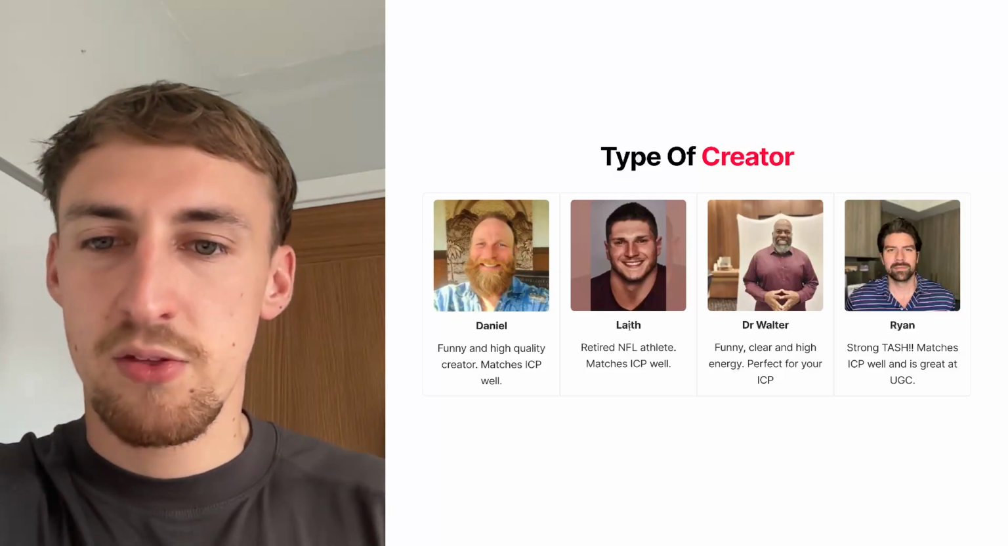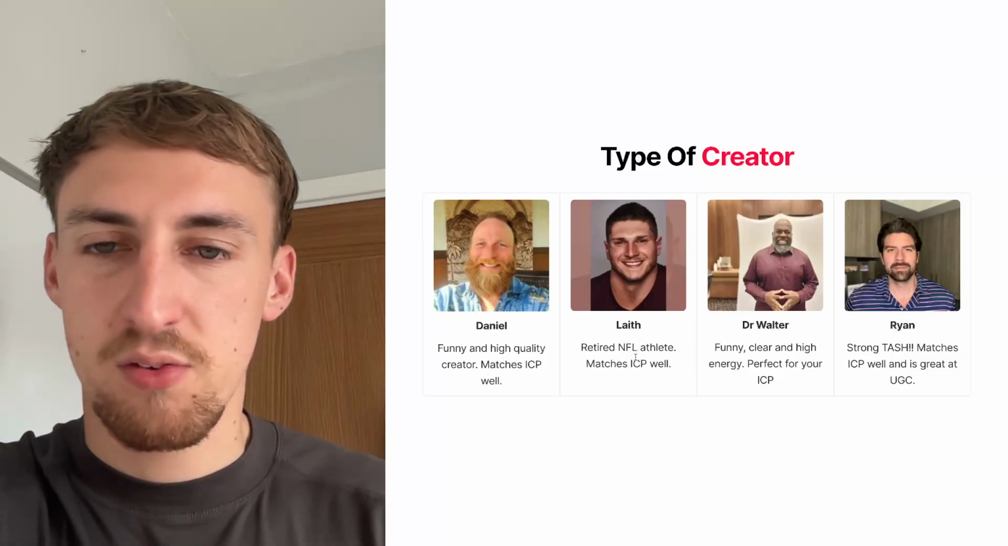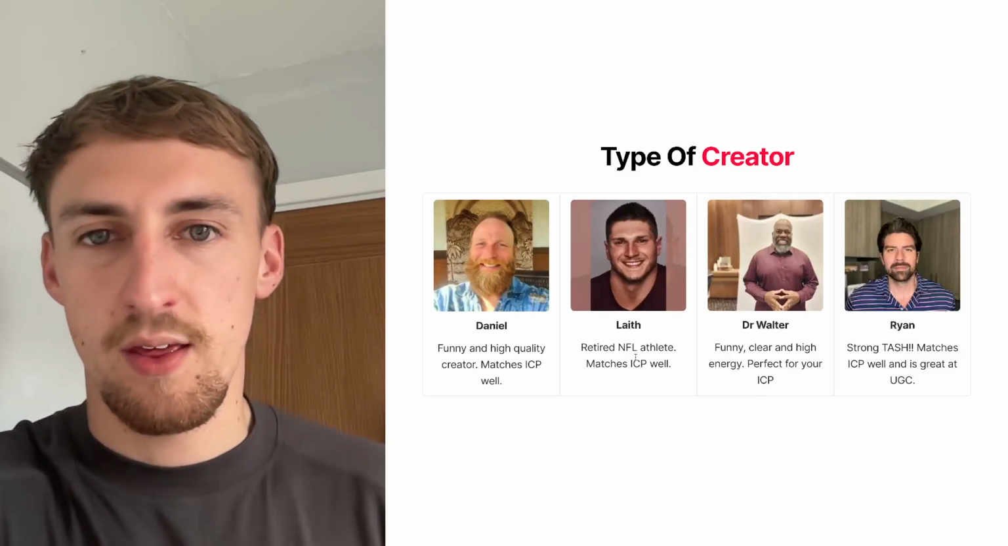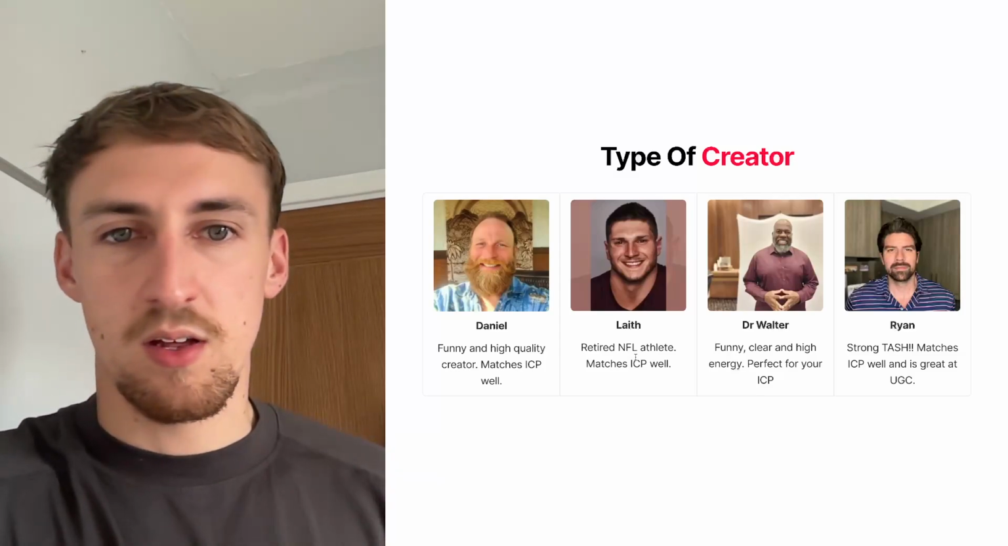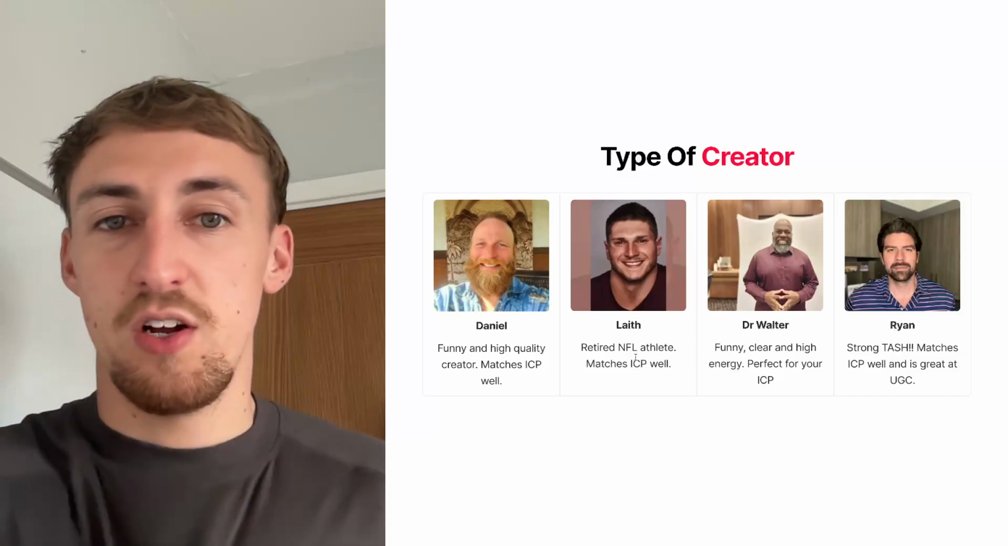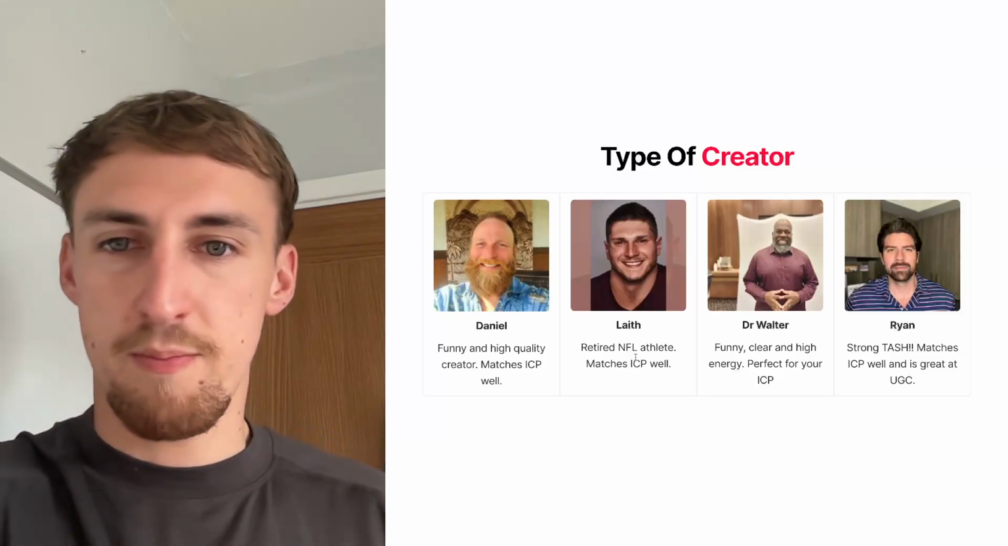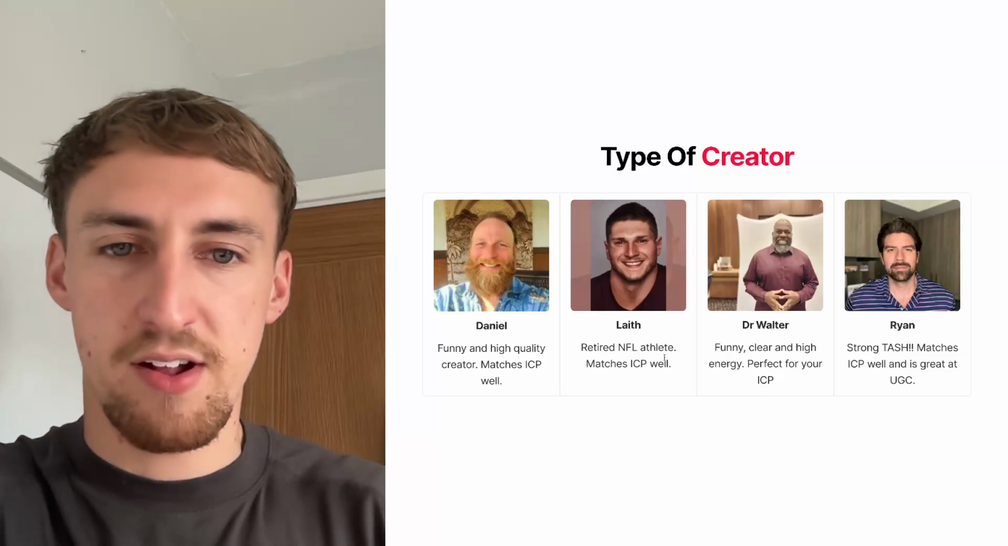We also have Laith, who's a retired NFL athlete, so it fits perfectly for this brief because he's going to have access to the stadiums, the stands, the t-shirts. He's going to be able to do some of these things that other people might not be able to do, and he'll fit the part looking like an NFL athlete.